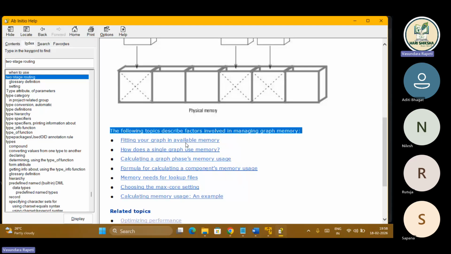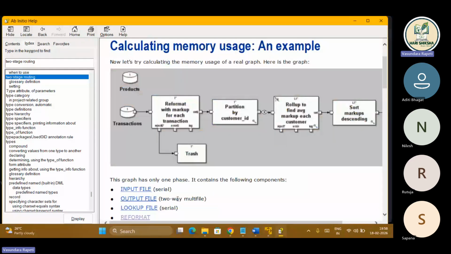So fitting your graph in available memory: how does a single graph use memory? I have already told you all that. Calculating a graph's phases, memory uses, the formula to calculate a component's memory uses, memory need for a lookup file, choosing the max-core setting, calculating memory uses, an example.